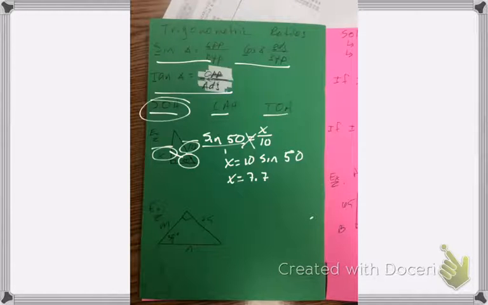Okay? Now, there's a pattern that develops with these equations. The rule basically is if x is up high, multiply. If x is down low, then we're going to divide. If x is up high, multiply. If x is down low, divide. Okay?